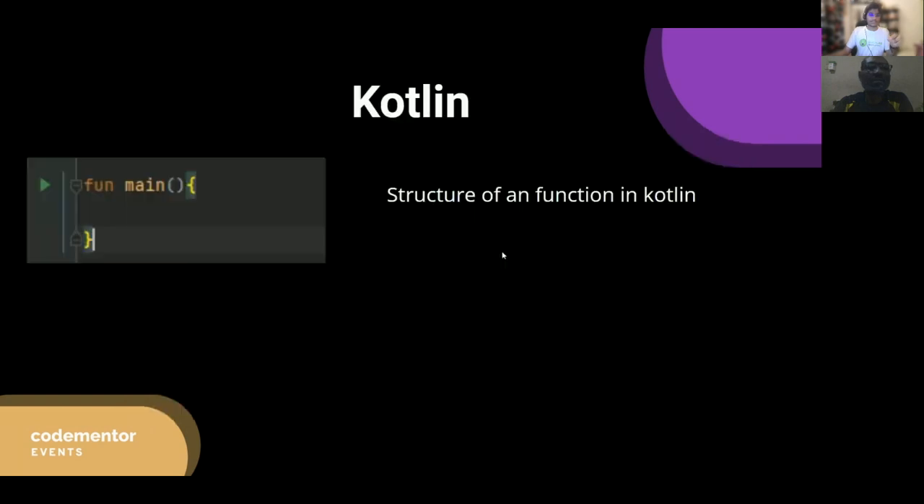So this is the structure of a function, or method, in Kotlin. We write fun and main, then we make parentheses. This is how we create the structure of a function in Kotlin.